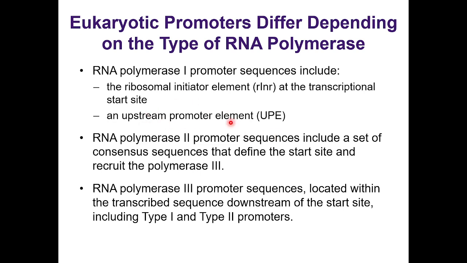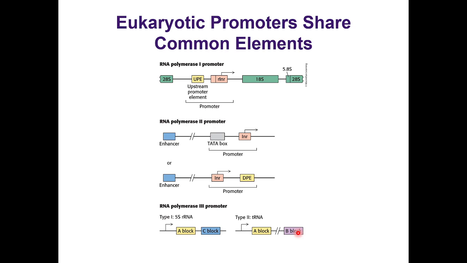The RNA polymerase 2 promoter sequences are going to include a set of consensus sequences. These are going to define the start site and recruit the polymerase. The RNA polymerase 3 promoter sequences are going to locate within the transcribed sequence downstream of your start site. This will include the type 1 and type 2 promoters. And so this is actually what this looks like in terms of figure. And can you guys even see that?